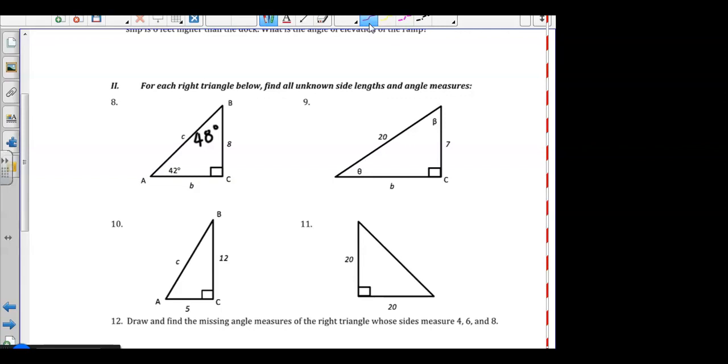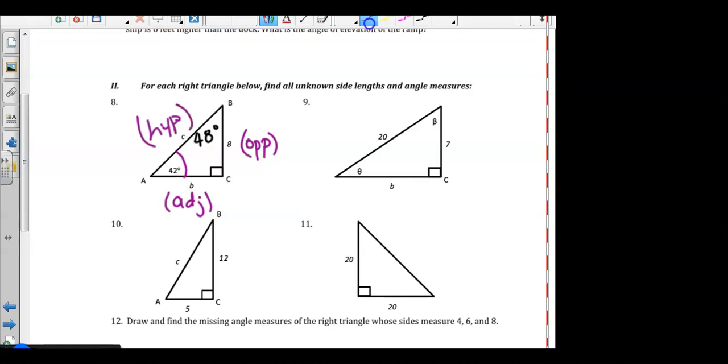Let's now try to find missing side lengths. I'm going to work from the reference angle of 42 degrees, and I'm going to label opposite, adjacent, and hypotenuse. So the side opposite 42 degrees is the 8. Adjacent will be the little b. Hypotenuse is always opposite the right angle.